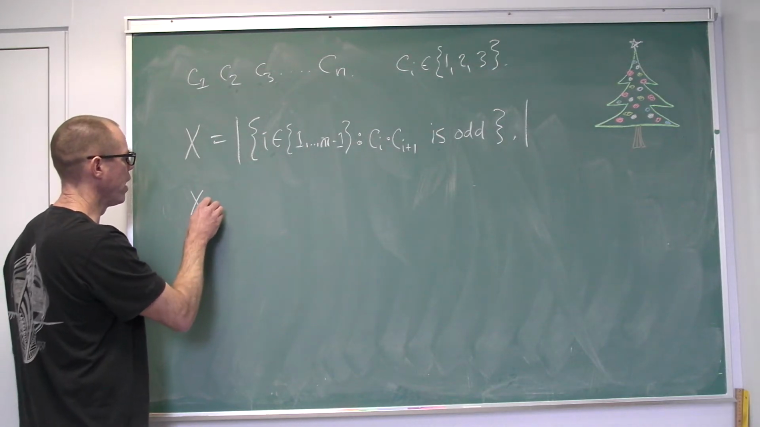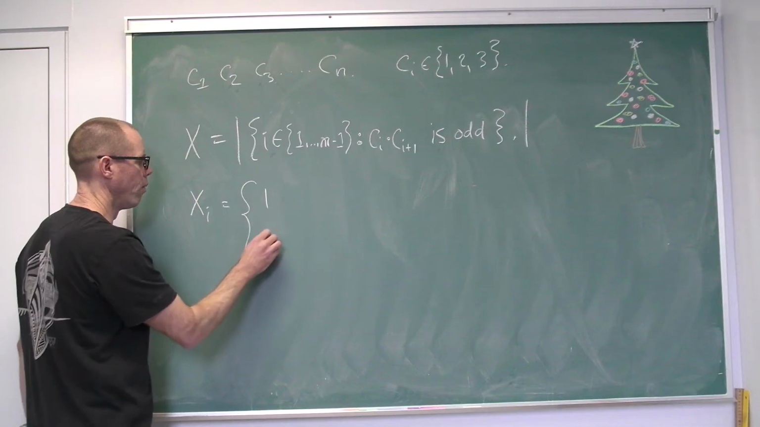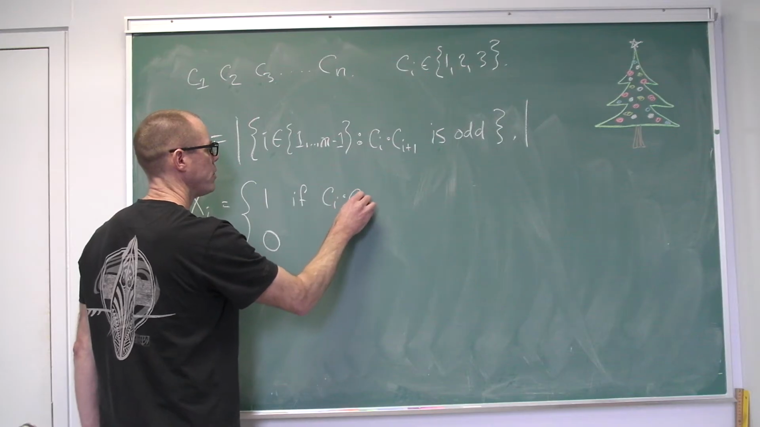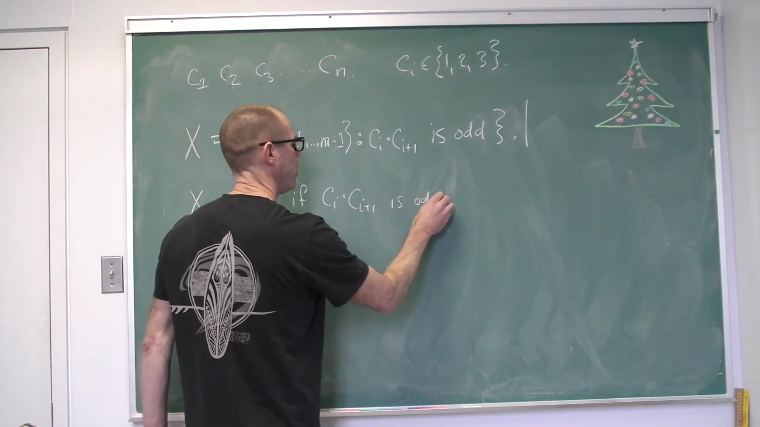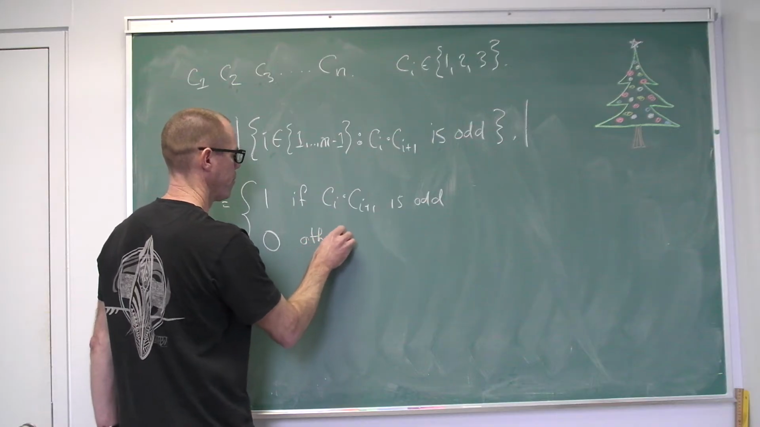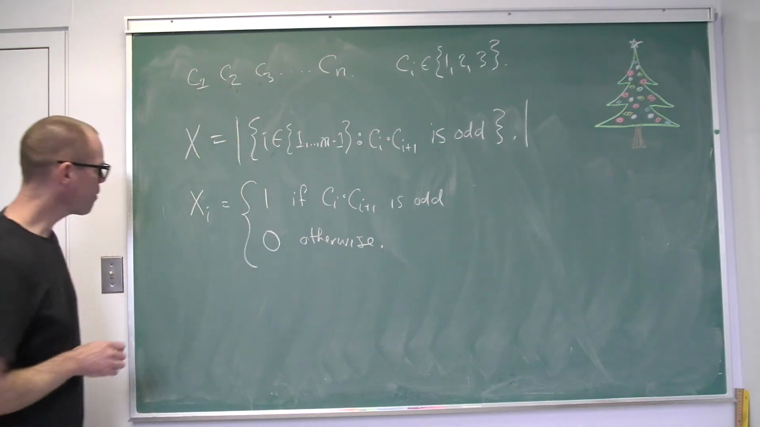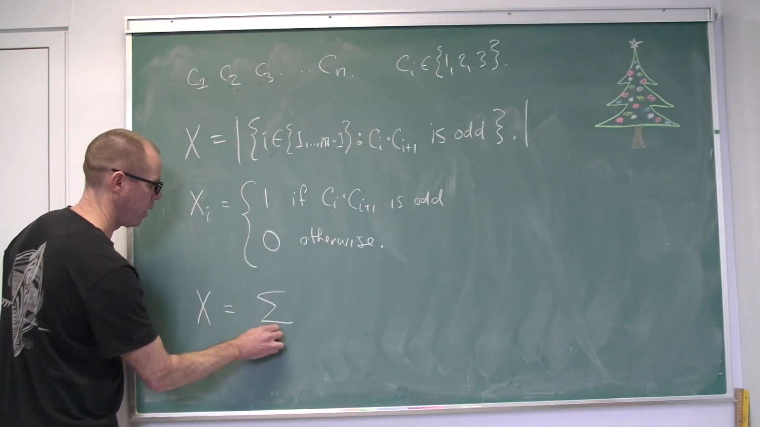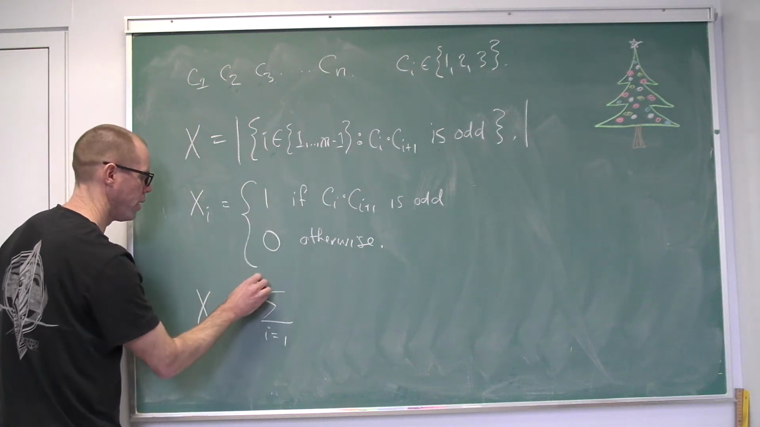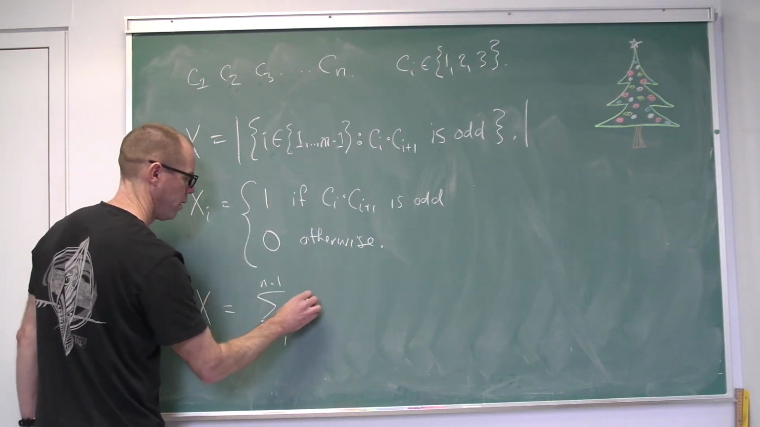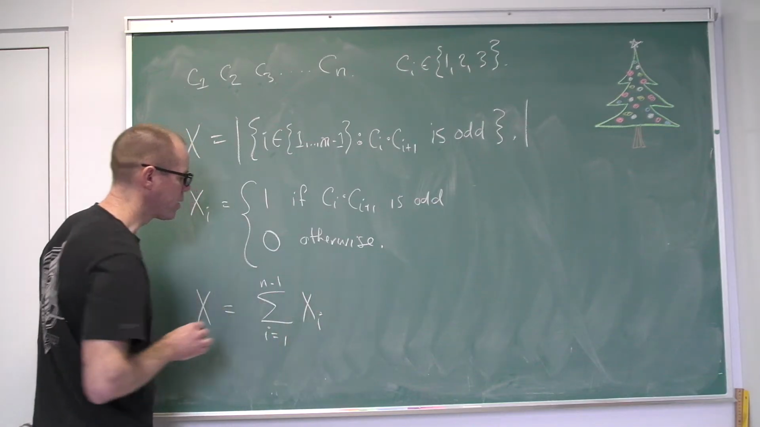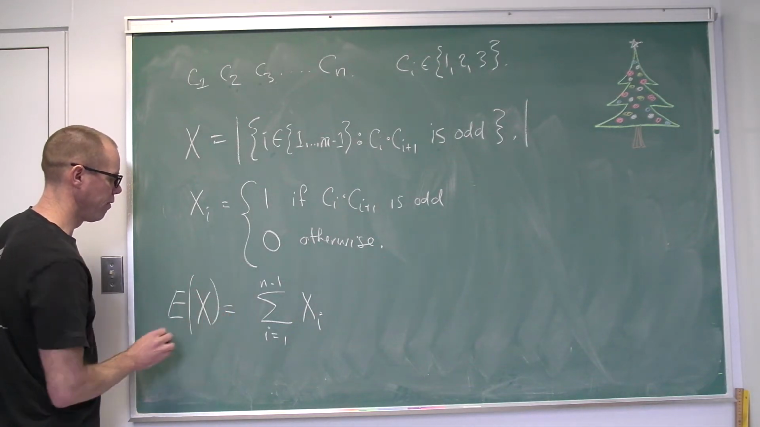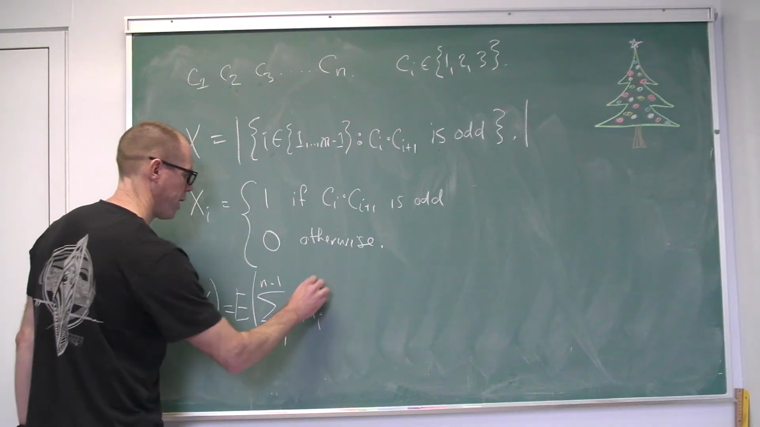You'll just say that Xi is equal to 1 or 0: it's equal to 1 if Ci times Ci plus 1 is odd, and it's 0 otherwise. Okay. Then, of course, X is just the sum, i equals 1 up to n minus 1, of Xi. And as usual, now that means the expected value of X is equal to the expected value of that sum.